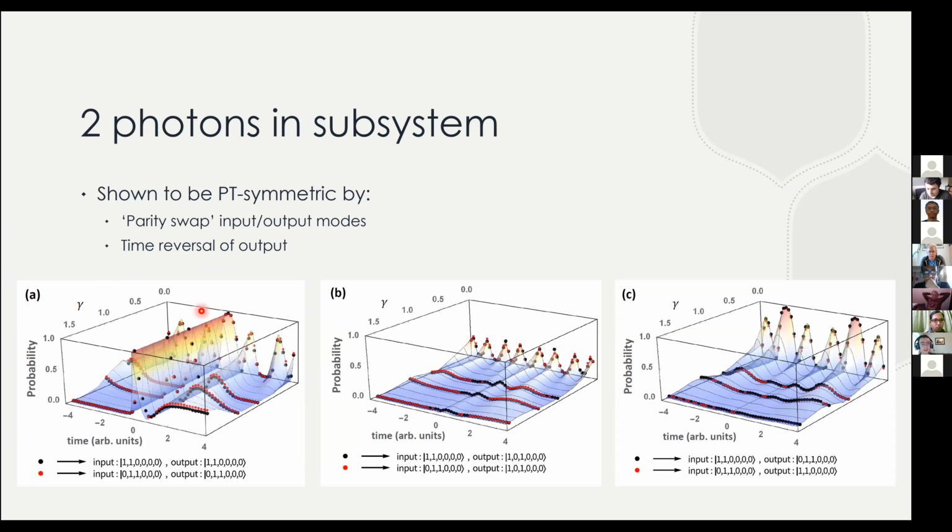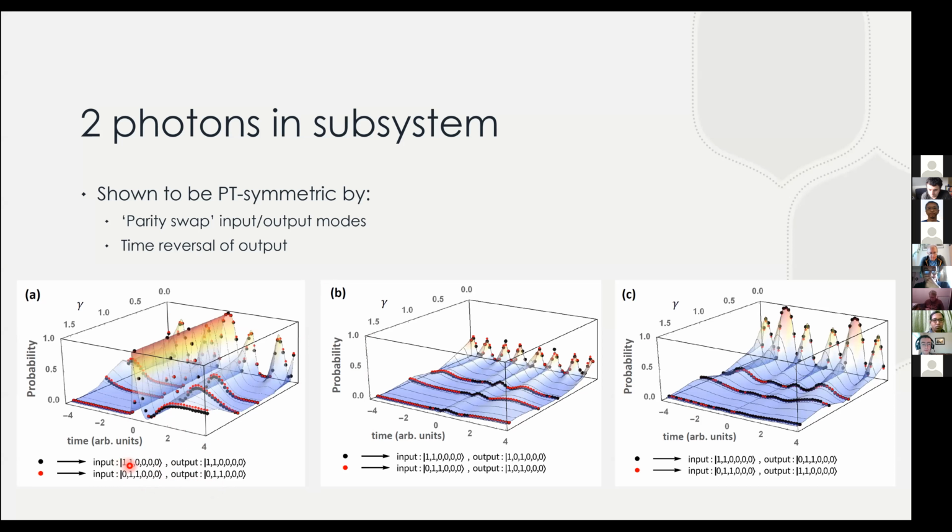So this looks like whenever we have 2 photons within the same subsystem, this is essentially what the output looks like. And we can show that the system is still PT-symmetric. If you look at the bottom here, you can see that if you parity swap the inputs and outputs, so instead of having a photon in mode 1 and mode 2, this is now the 3-dimensional system.